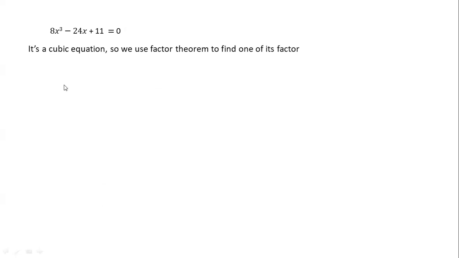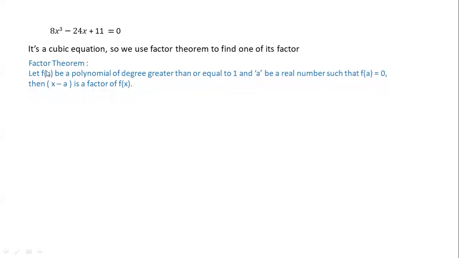So this is a cubic equation. We use the factor theorem to find one of its factors. So what does the factor theorem state? Let us see. Factor theorem states that if f of x be a polynomial of degree greater than or equal to 1. So f of x, that means our polynomial, is 8x cubed minus 24x plus 11. That is f of x.